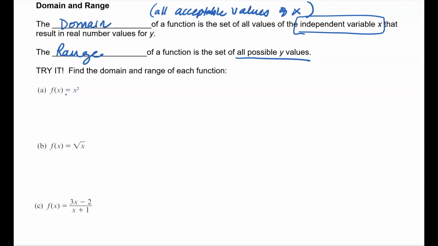And so you can think about this in terms of an equation, for example, for a, let's talk about a. So f of x equals x squared. You could think about this in terms of this equation. So remember, f of x equals x squared is the same as y equals x squared. So if it's simpler to think of it that way, you can.